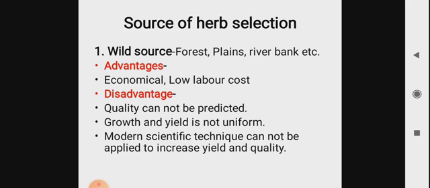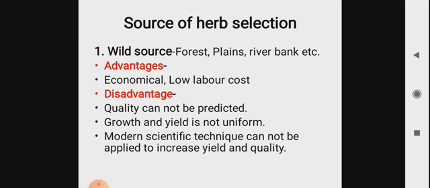Advantages: economical, low labor cost, because there is no supervision of man or no need to provide manures and all these things. So naturally simply collect from their wild region or the area, and then use for their further study or use as a medicine directly. Disadvantages of wild source: quality cannot be predicted. We cannot predict quality when we obtain herbs or the plants from their wild source.